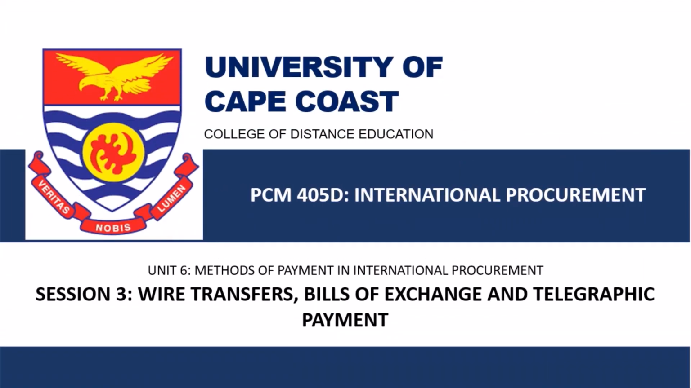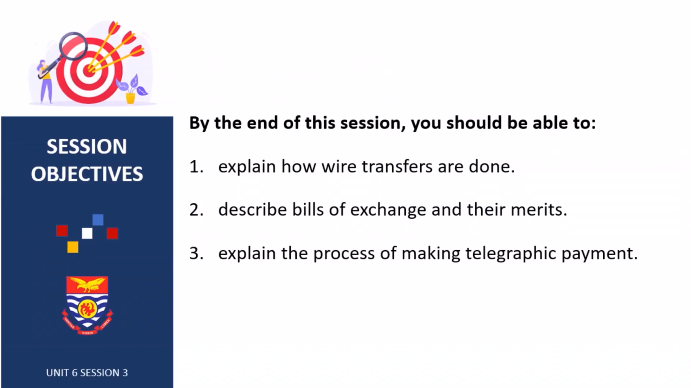Hello, and welcome to Section 3 of Unit 6 of International Procurement. Today, we'll be looking at wire transfers, bill of exchange, and telegraphic payments. By the end of this section, you should be able to explain how wire transfers are done, describe bill of exchange and their merits, and explain the process of making telegraphic payments.